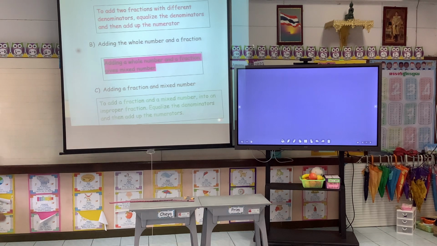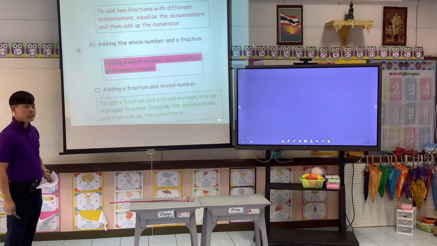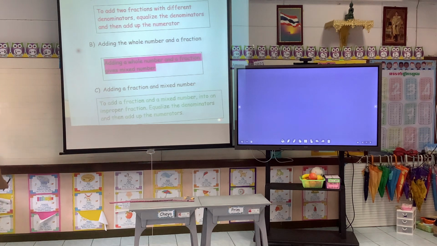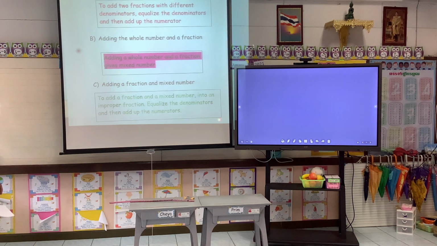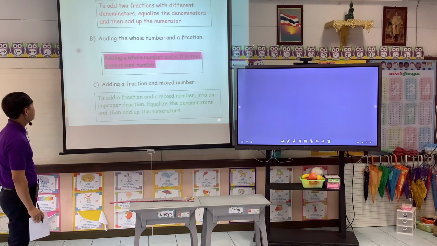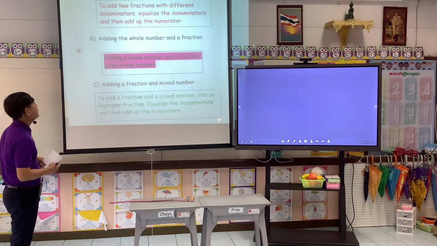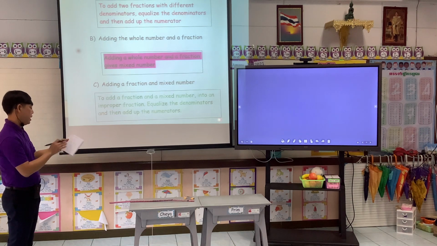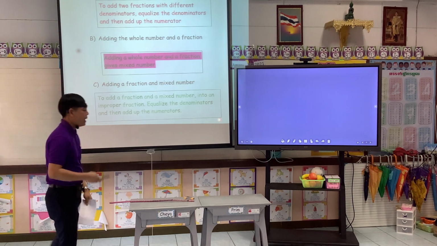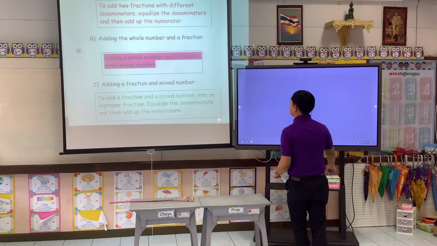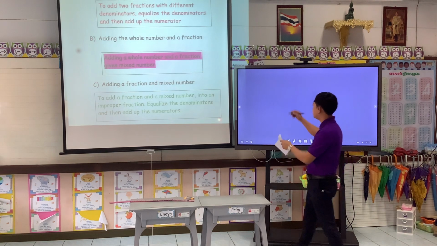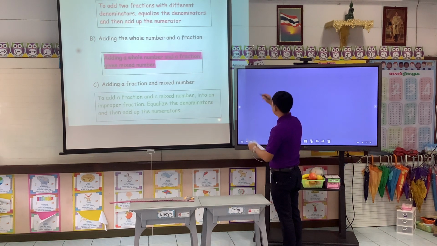So, adding fractions with different denominators. Different means not the same. To add fractions with different denominators, equalize the denominators and then add up the numerators. Example. I want to add examples on how to add fractions with different denominators.